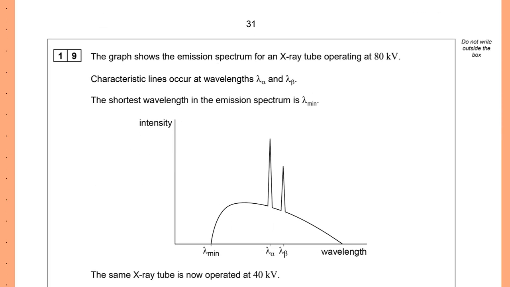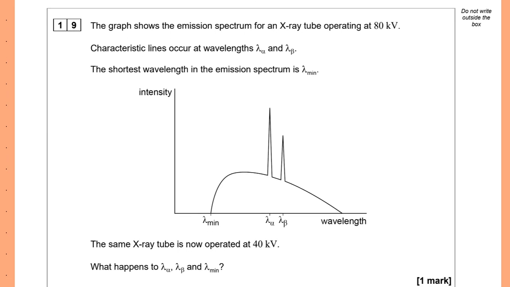19. The graph shows the emission spectrum for an X-ray tube operating at 80 kilovolts. Characteristic lines occur at lambda alpha, lambda beta. Shortest wavelength, which is also called the cutoff or the threshold wavelength, is lambda min. Same X-ray tube is now operated at 40 kilovolts. What happens to lambda alpha, lambda beta, and lambda min?